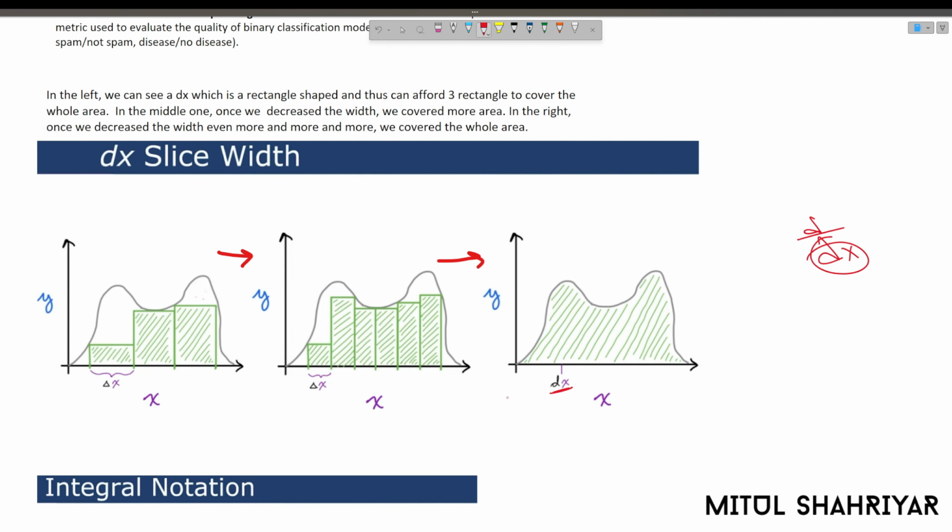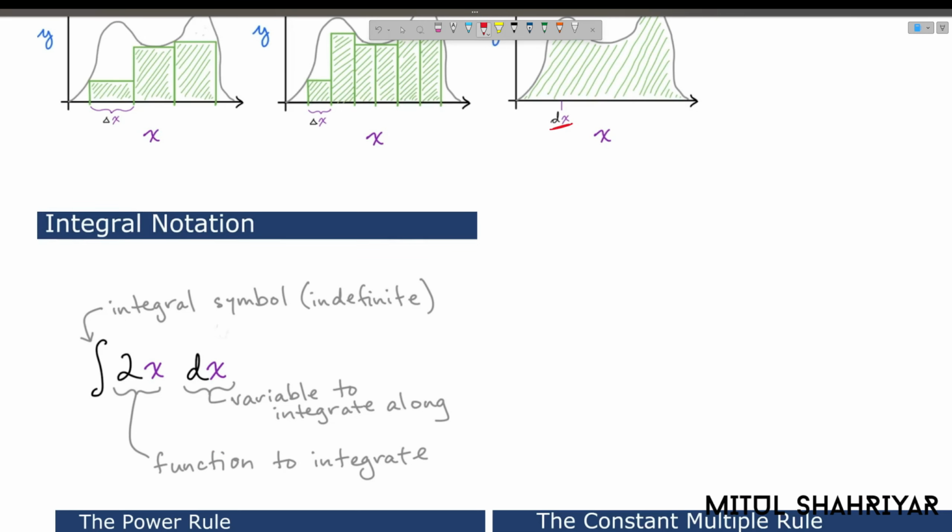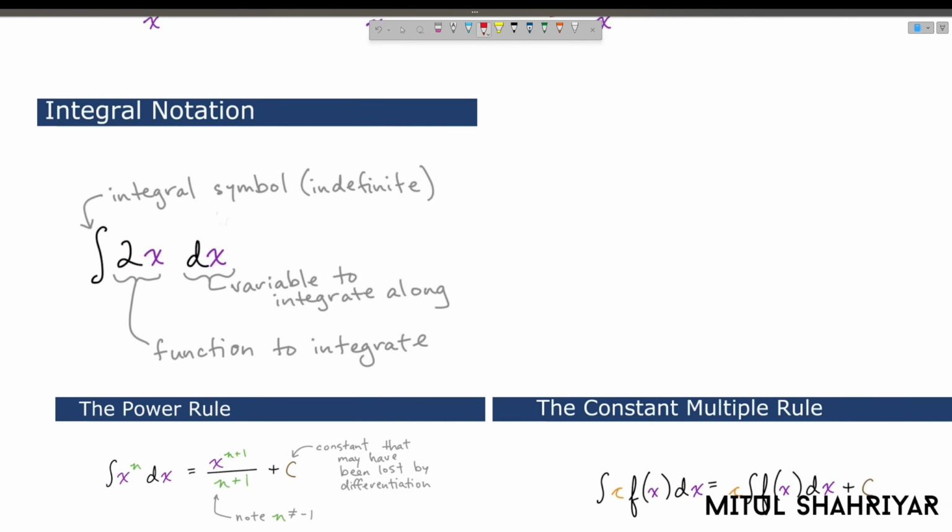The delta x, dx are the same, but if we just decrease the value, then it can cover the whole area. So integral is basically like that. So what is an integral? It is basically the opposite of differentiation. Differentiation basically divides and divides and divides. Integration basically adds and adds up.